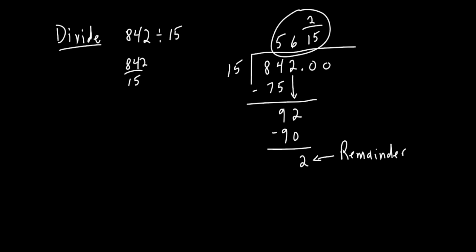Because what we're going to do with these polynomials, we're not going to use decimals at all. Okay, we're going to write the remainder as a fraction. So what do you do with that remainder? You take this and put it over top of whatever you're dividing by. Everybody with me? Okay.